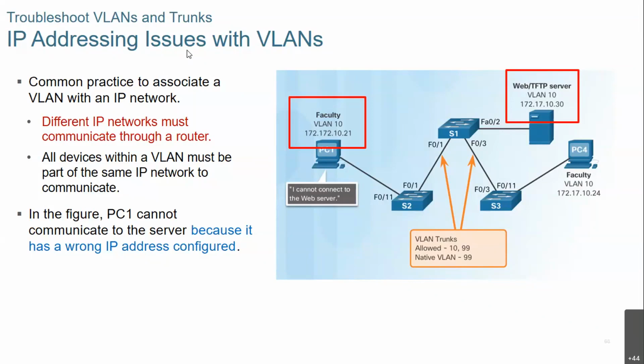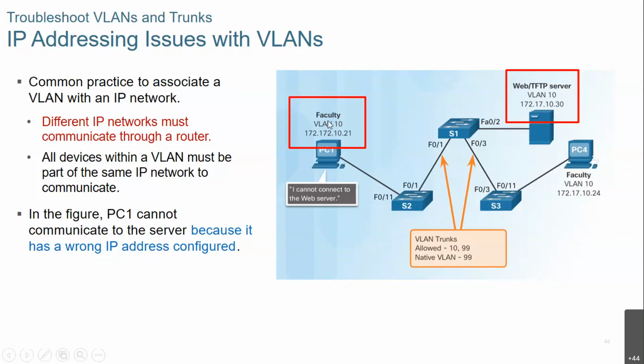One is IP addressing issues. Now, I said just now that a VLAN is a subnet. All devices in the same VLAN are in the same subnet. So their IP addresses must match, right? If you are in a LAN and you suddenly have a different IP address, you're not going to be working in that LAN. So the same goes with VLAN.